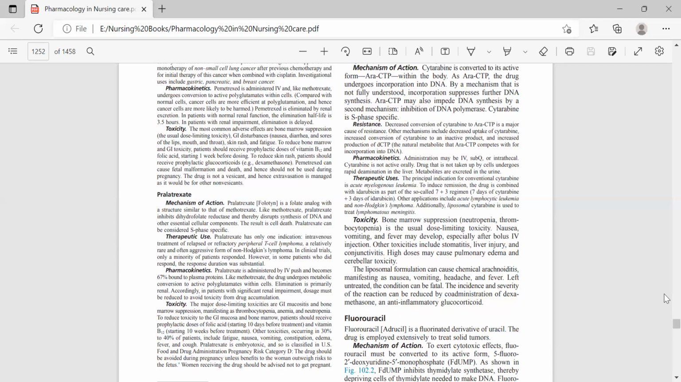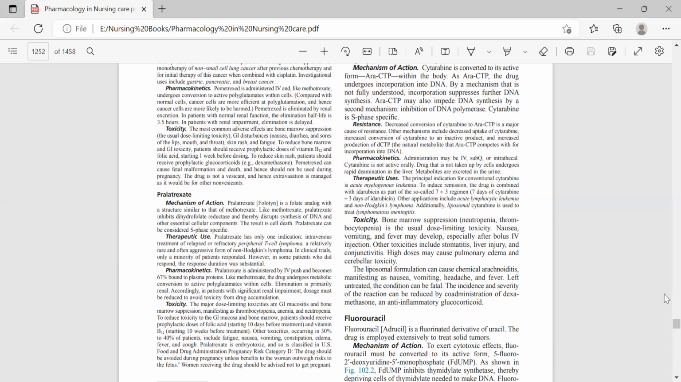The pharmacokinetics: it is given by IV push, and it is bound to plasma protein about 67%. Like methotrexate, the drug undergoes metabolic conversion to active polyglutamates within cells. Elimination is renal, and in patients with renal impairment, dosages should be reduced to avoid toxicity and drug accumulation. The toxicity associated with this drug is GI mucositis and bone marrow suppression, manifesting as thrombocytopenia, anemia, and neutropenia. To reduce toxicity to the GI mucosa and bone marrow, patients should receive prophylactic doses of folic acid and vitamin B12. Other toxicities occurring in 30 to 40% of patients include fatigue, nausea, vomiting, constipation, edema, fever, and cough. The drug is embryotoxic, so it is in pregnancy risk category D, and it should not be given to pregnant women unless the benefit outweighs the risk to the fetus. Women receiving the drug should be advised not to get pregnant during therapy.